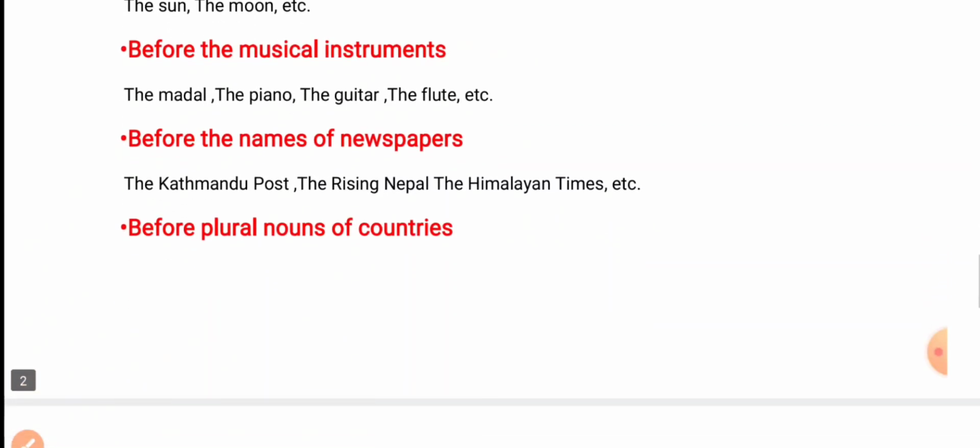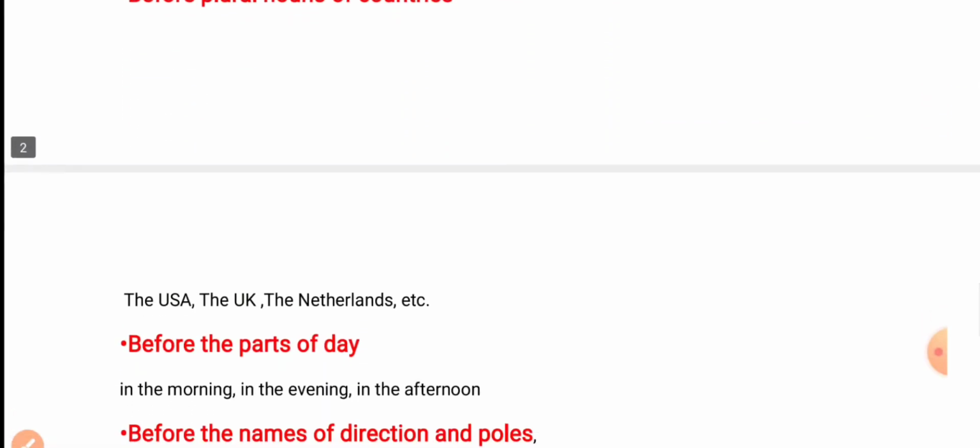Similarly, before plural names of countries, for example, the USA, the UK, the Netherlands, the USSR, etc. These are the plural names of countries. Before the plural names of countries, we use the article.